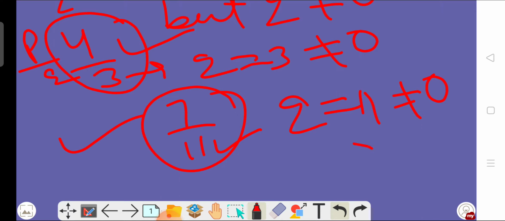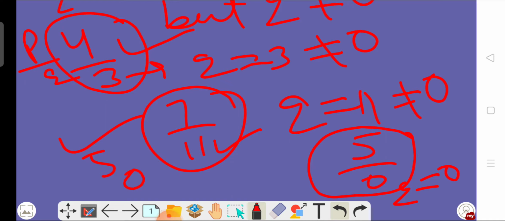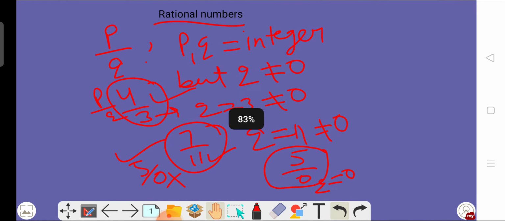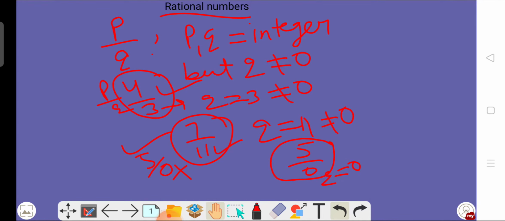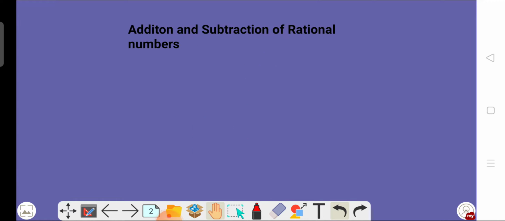And if we have a number like 5 by 0, here our q is given equal to 0. So by definition of rational number, 5 by 0 is not a rational number. So this is the definition of rational numbers. Okay. Now we will learn about the addition and subtraction of given rational numbers. How can we add or subtract two rational numbers? Okay. Firstly we discuss addition.